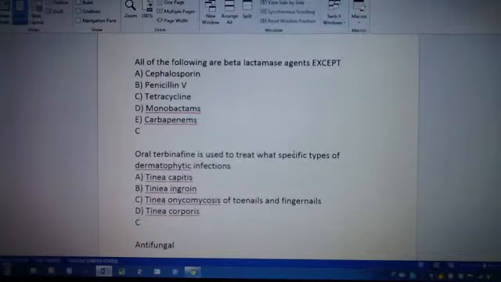Next, all of the following are beta-lactam agents except A, cephalosporin. B, penicillin. C, tetracycline. D, monobactams. Or E, carbapenems. The answer is C, tetracycline. Remember that tetracycline is not a beta-lactam agent. Okay, it's very important.